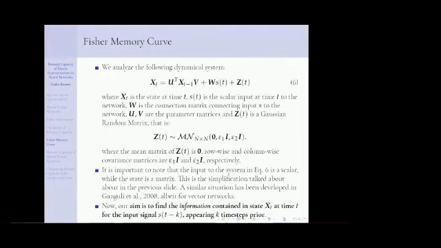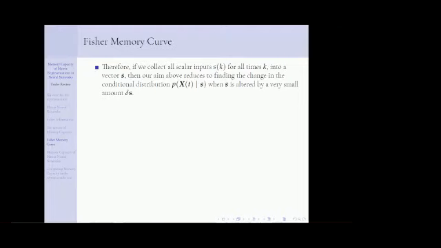Now, since we wanted to find the information contained in xt at time t for all these previous inputs, what we need to do is find how much the current state xt is changing when we change our input vector by a very small amount, delta S.